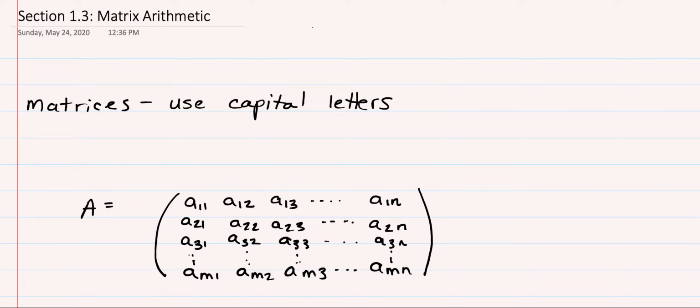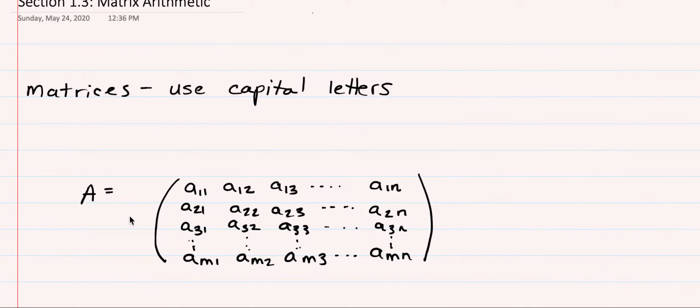We're going to go over section 1.3, matrix arithmetic. Whenever we talk about matrices, we're going to use capital letters. For example, here's a matrix, A, capital A, and it has M rows and N columns.